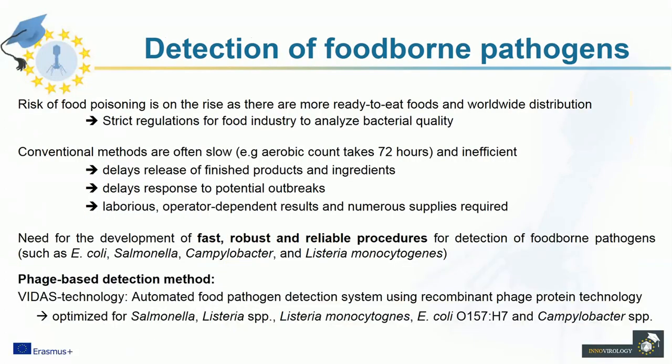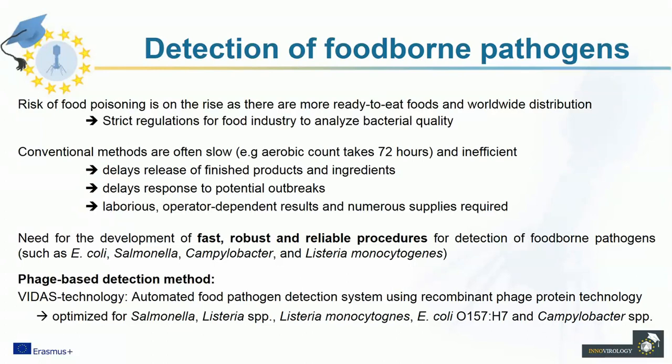Another application area of phage-based diagnostics is the detection of pathogens in food industry. This industry is subjected to very strict bacterial quality regulations to prevent food poisoning, for which the risk is on the rise due to the increase in consumption of ready-to-eat foods and the worldwide distribution, owing to globalization. Nevertheless, the conventional methods to assess the bacterial quality of food products are often slow and inefficient. For example, an aerobic count to reveal pathogens can take around 72 hours.